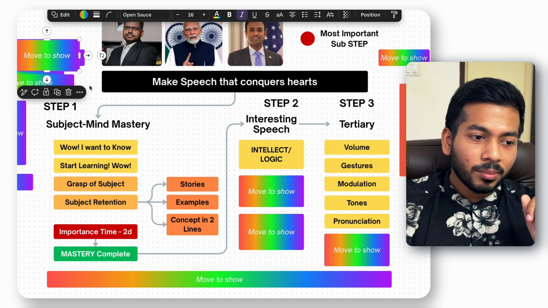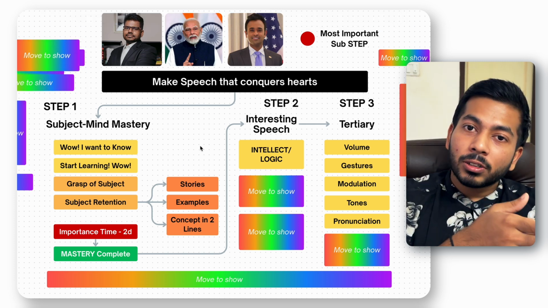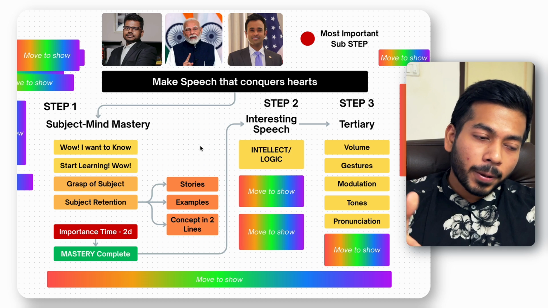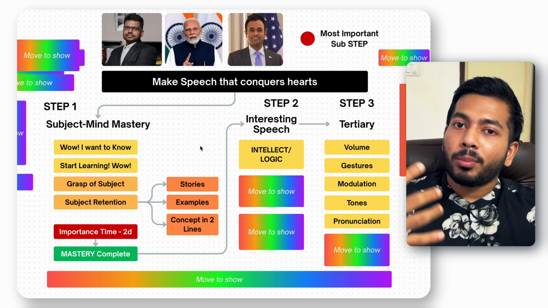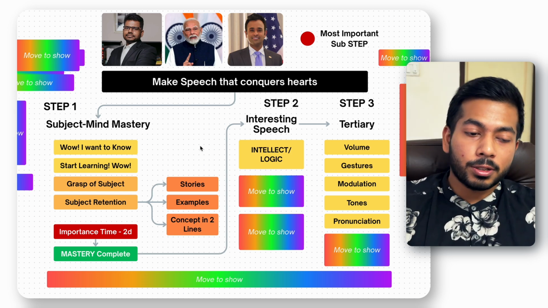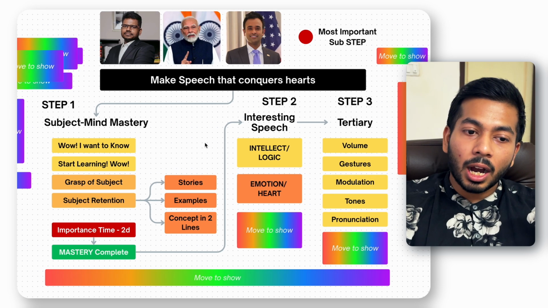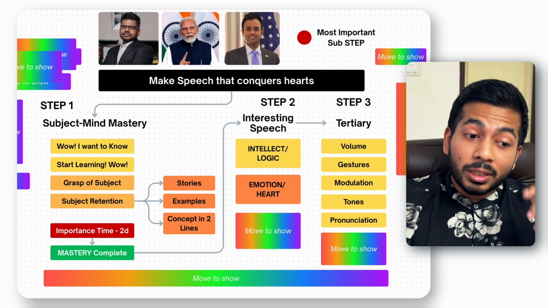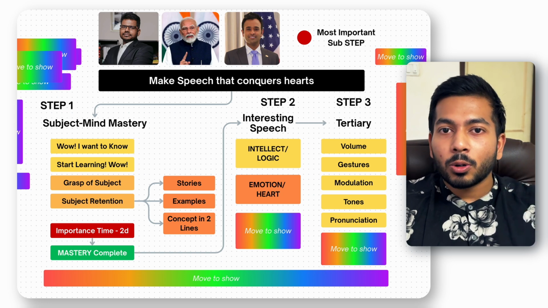The first thing is intellect or logic. First thing is subject matter or subject mind mastery, as we spoke about. Here, we are going to know about the subject and settle it into our minds. That's first, which is called the intellect or the logical part of our speech. The next is the emotion or the heart of the speech. Now, this is what most people who speak miss out on.